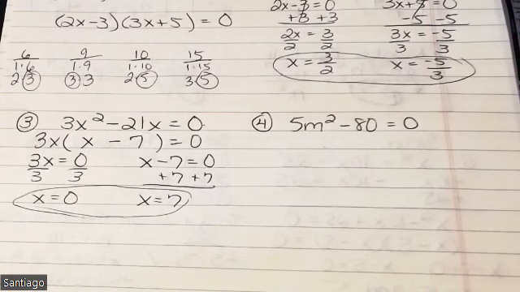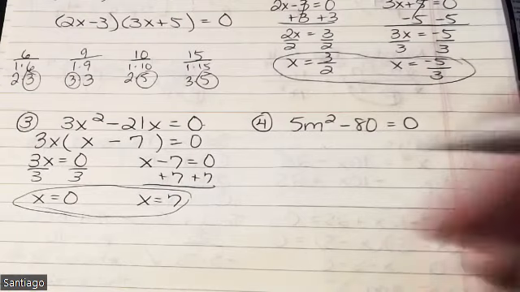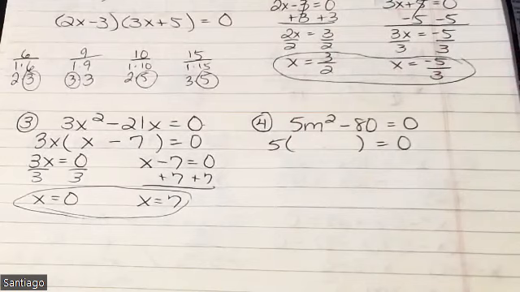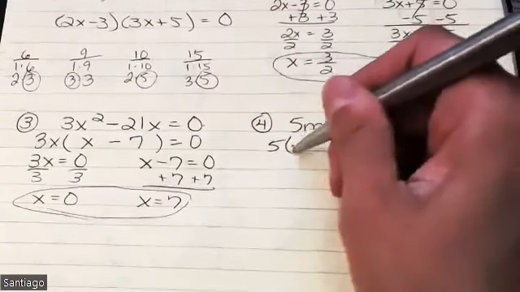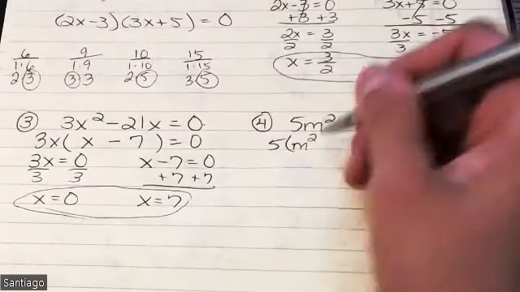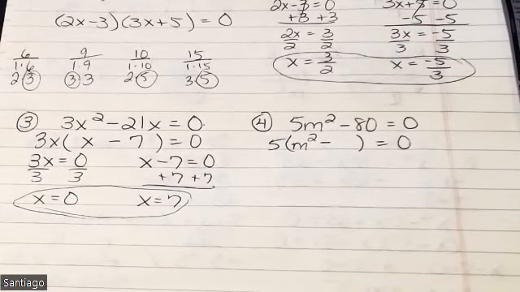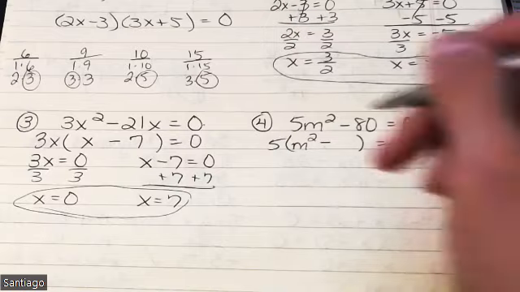What would you do? You should factor. Yes, factor out what, Arnold? Factor out the 5. Let's do it. If I take the 5 out, what am I left with? M to the second minus 16. Yes.